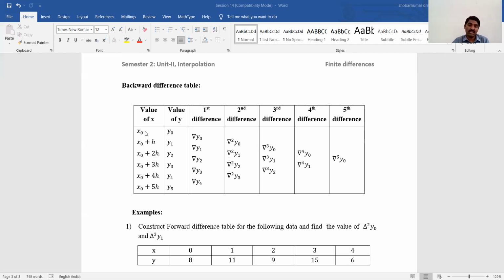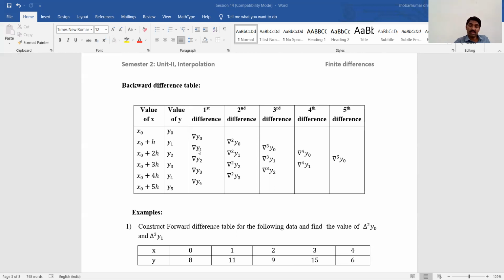Here these are the arguments, entries, and first backward differences: y1 minus y0 is nabla y0, y2 minus y1 is nabla y1, y3 minus y2 is nabla y2, y4 minus y3 is nabla y3, y5 minus y4 is nabla y4.